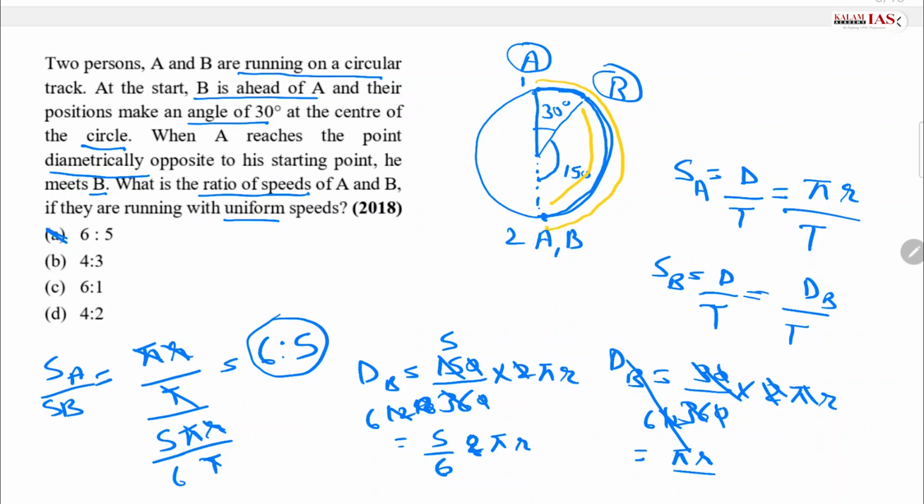And this distance by A is simple, half of the perimeter of the circle, that is 2 pi r by 2, that is pi r. And the distance travelled by B is simple, basically it is theta by 360 into 2 pi r. Theta is the angle covered by B, which in this case is 150 degrees. The entire angle of the circle is 360 degrees, half is 180 degrees, and in this case it is 150 degrees for B. I hope the question is clear to everyone.